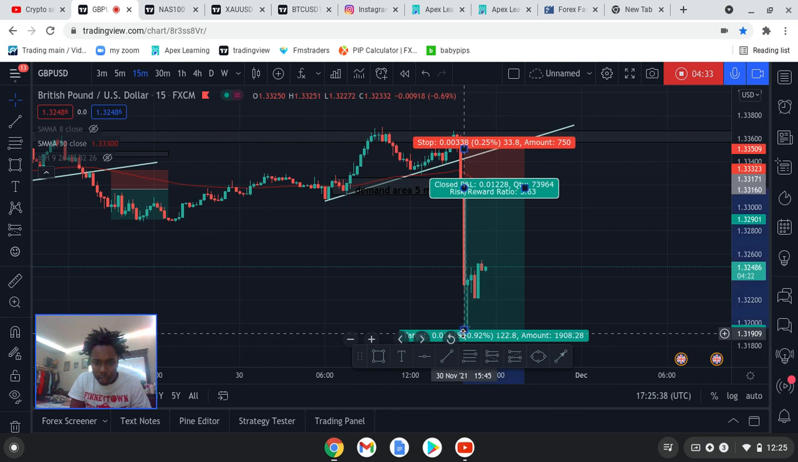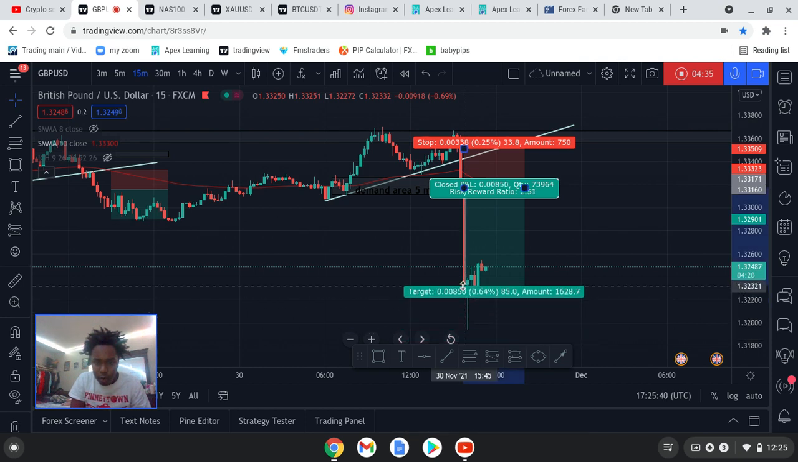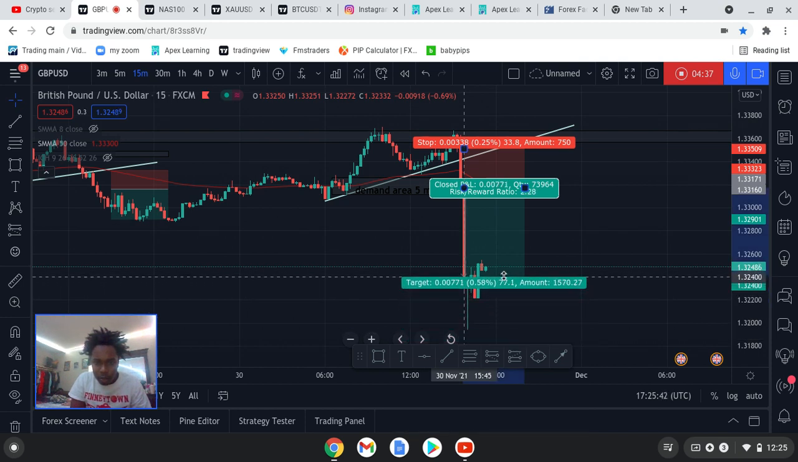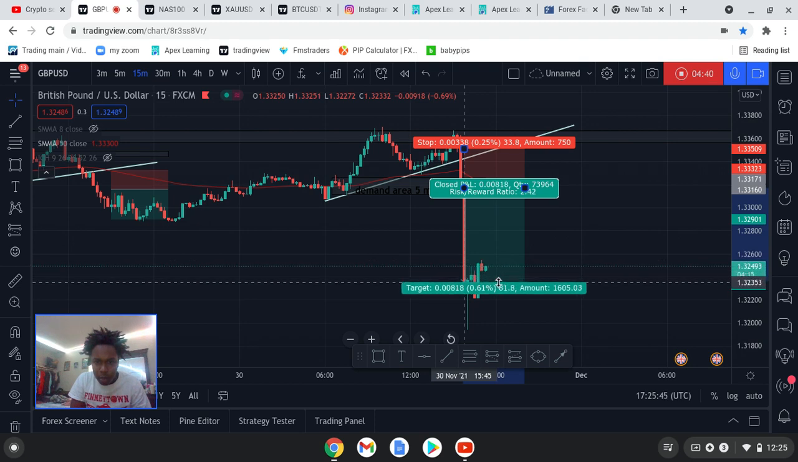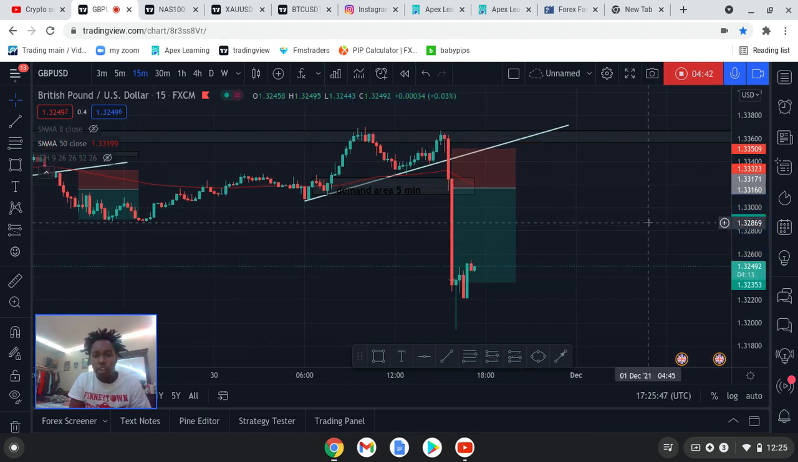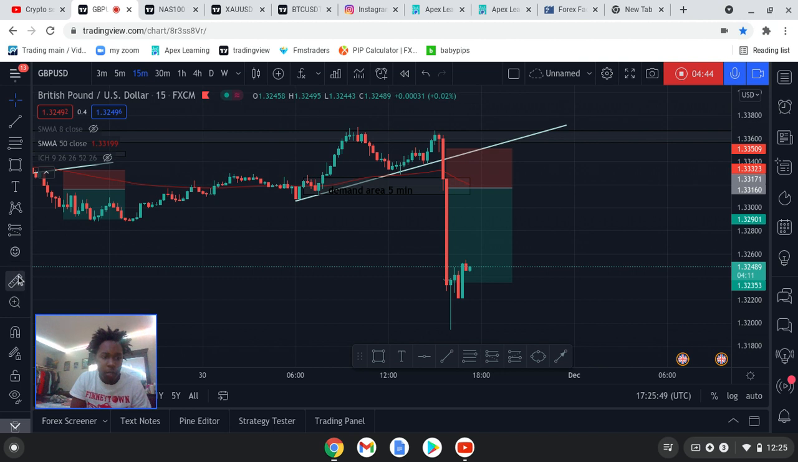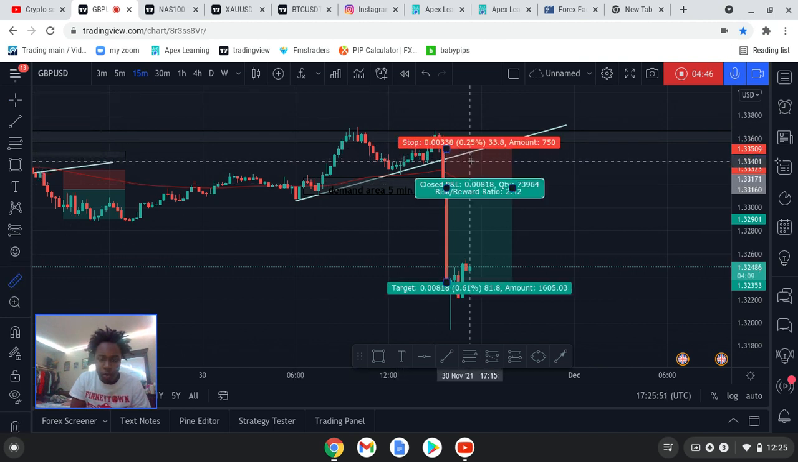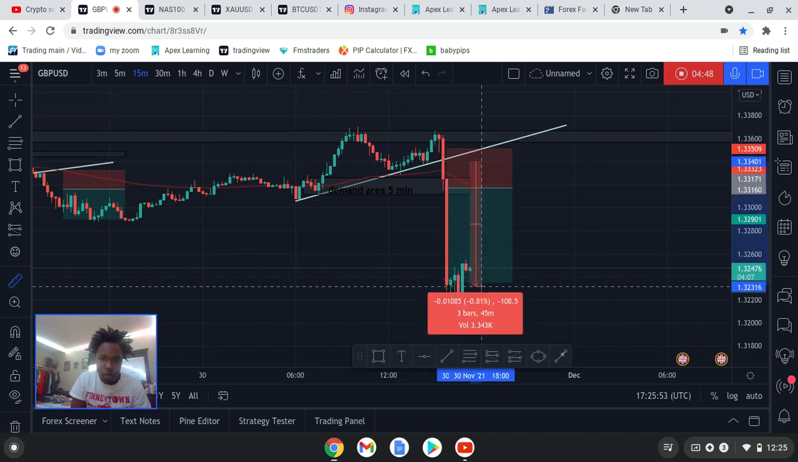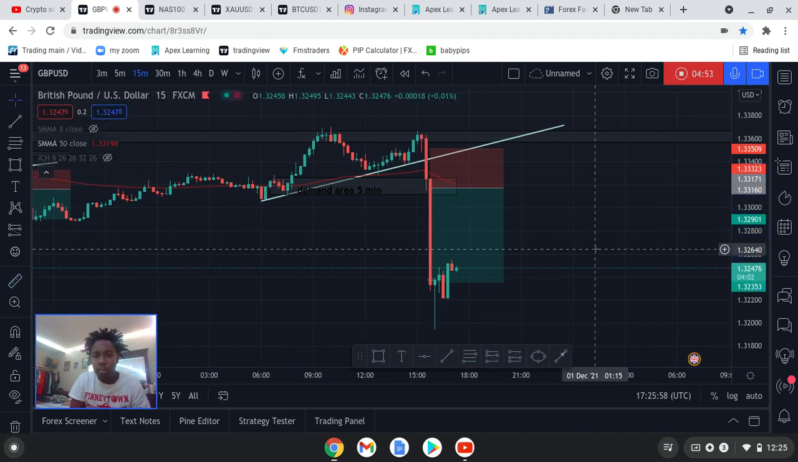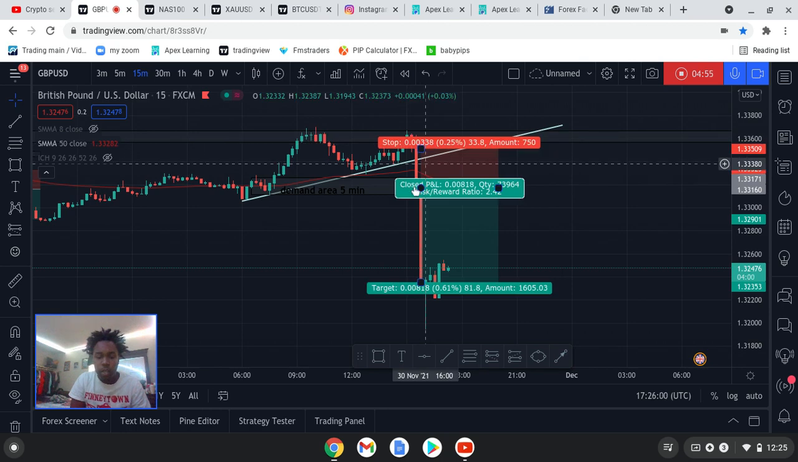So this is kind of crazy. 1 to 2.5, really. Oh yeah, I'm tripping. 1 to 2.4 on this trade. So that's good. This is like 108 pips, bro. That's a lot of pips. So yeah.